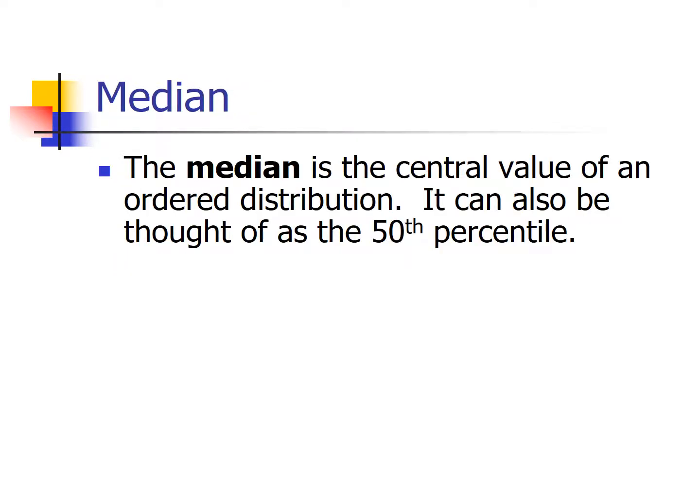Let's start with the median. The median is the central value of an ordered distribution. That word ordered is extremely important. It can also be thought of as the 50th percentile, right? Say you're talking about a test. The 50th percentile, the median, is the value such that 50%, half of the class, did worse than it, and 50%, half of the class, did better than it, right?